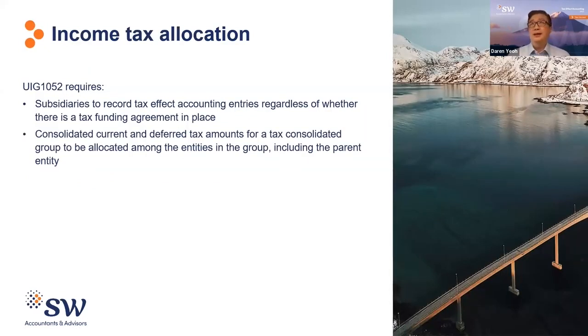Okay, now we'll look at the accounting for tax consolidated groups. The relevant pronouncement is UIG 1052, which requires subsidiaries to record their tax effect accounting entries, regardless of whether a tax funding agreement is in place. We'll discuss what that is. What that means is that each and every entity in your tax consolidated group should be preparing their own tax effect accounting calculation. You then work out where the current and deferred tax balances need to sit.